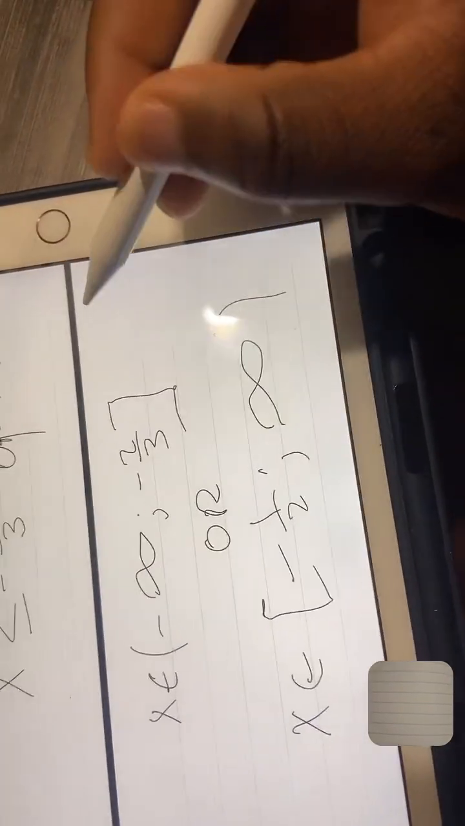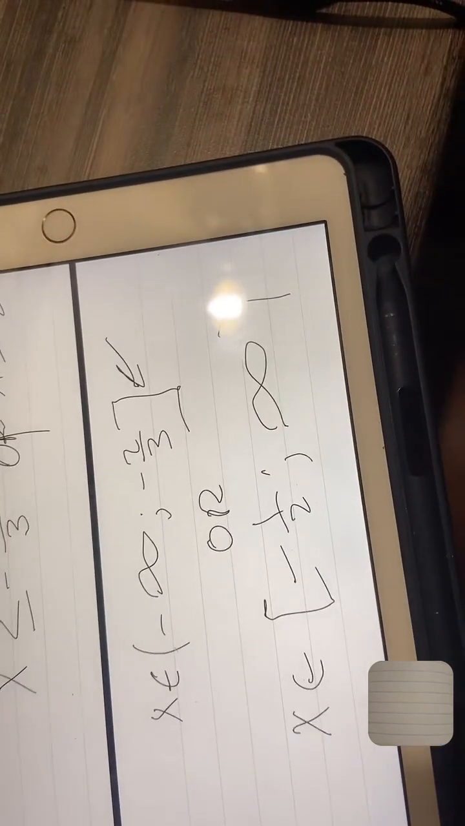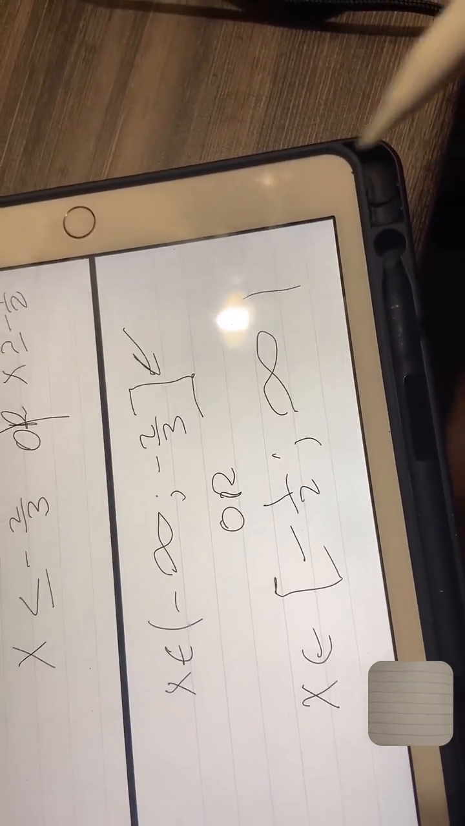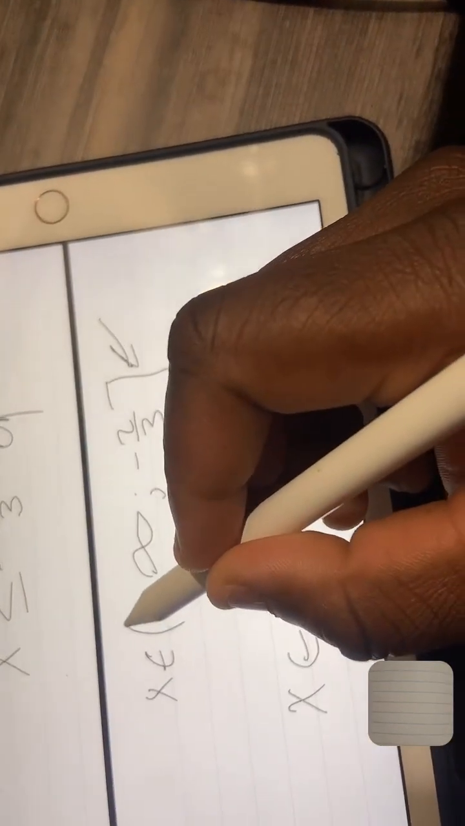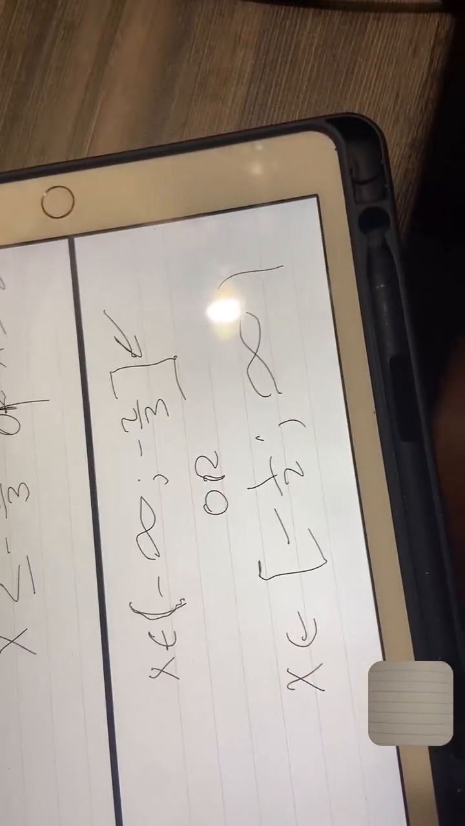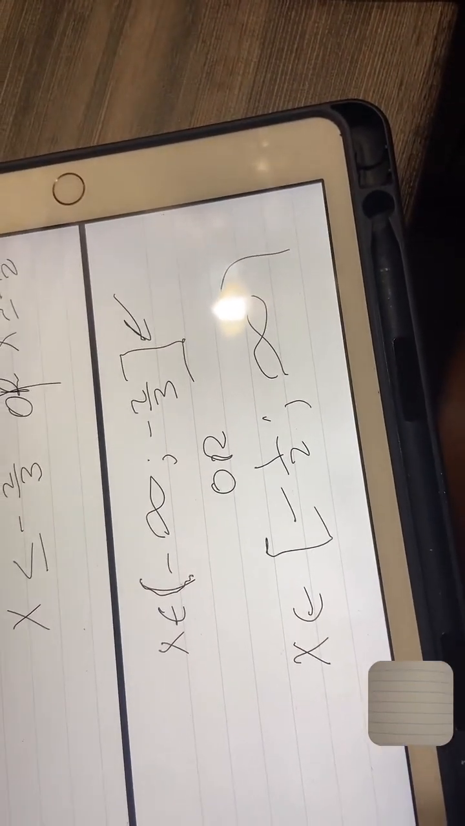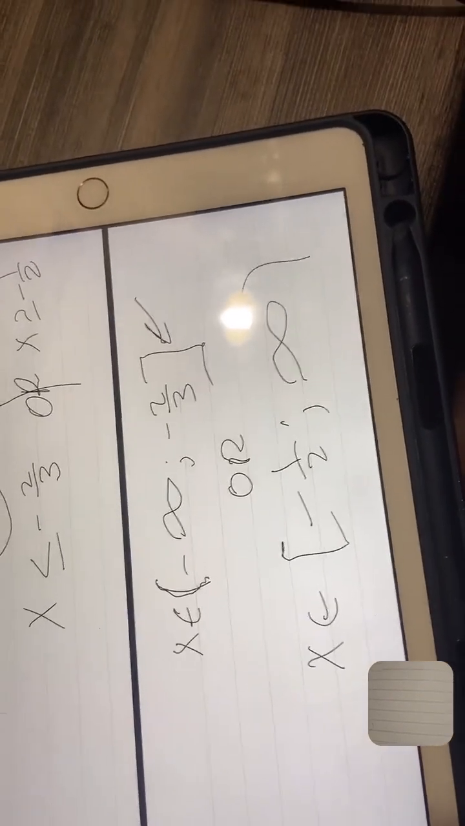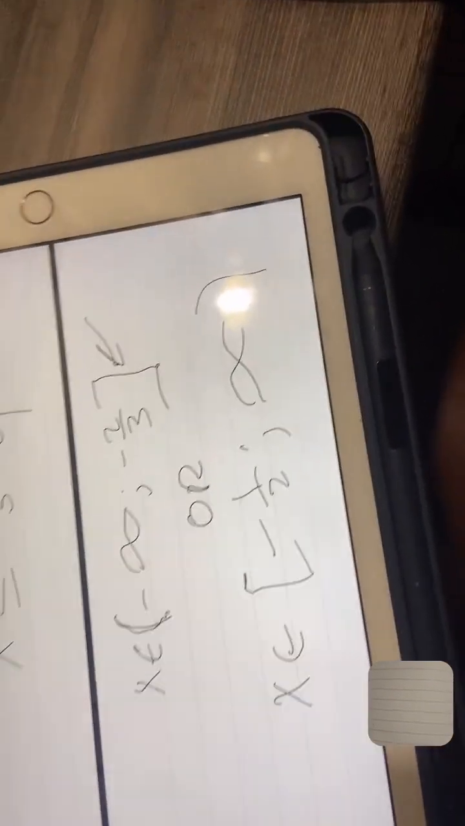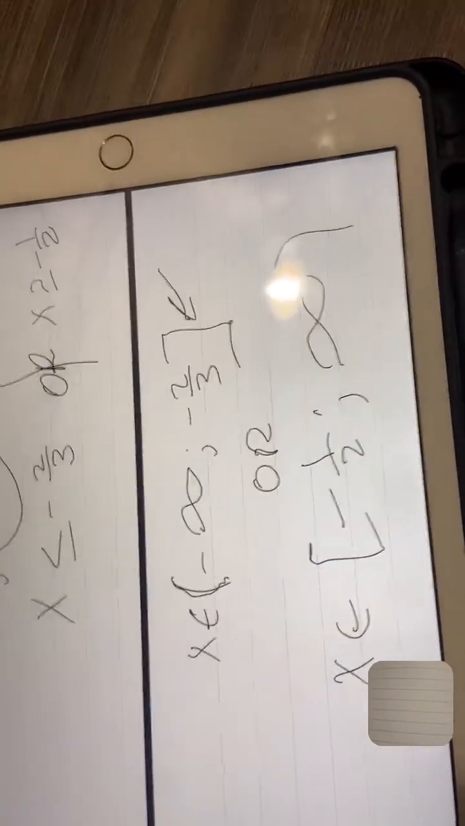You also have to understand that a square bracket means greater than or equal to. Actually, it means equal to. And then the round bracket means greater than or less than. It doesn't have the equal sign. So I think, yeah, that's how far I can go.